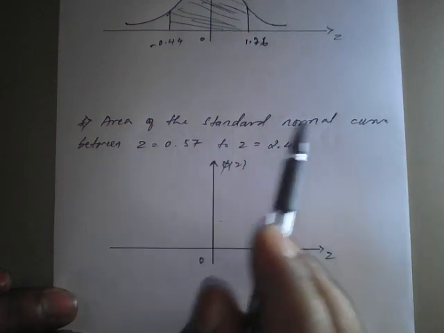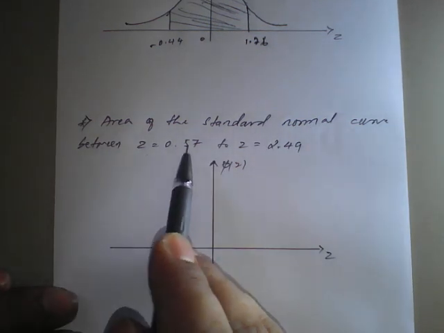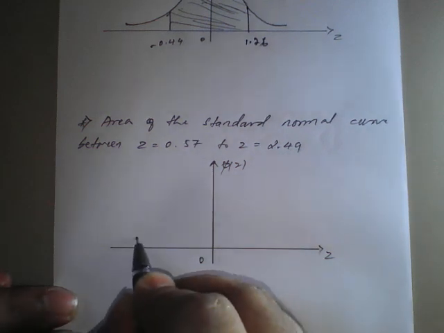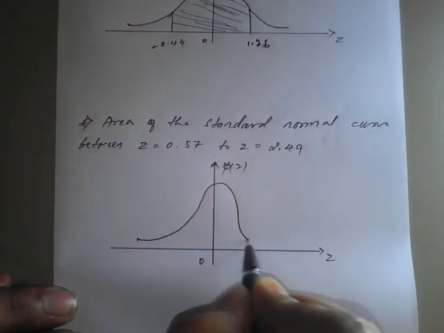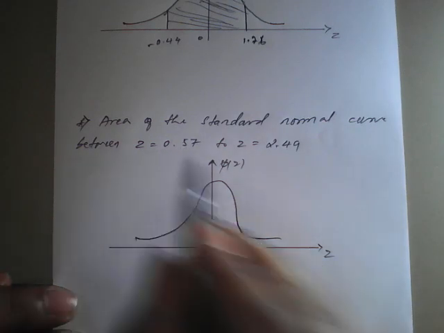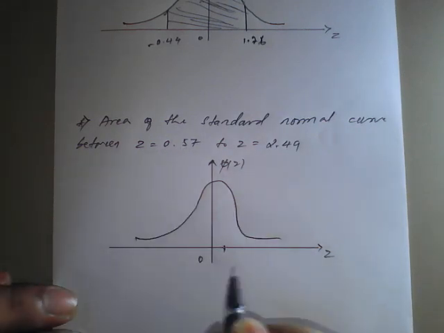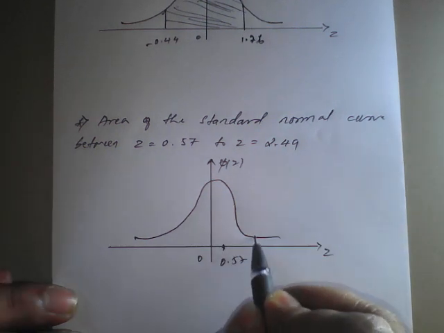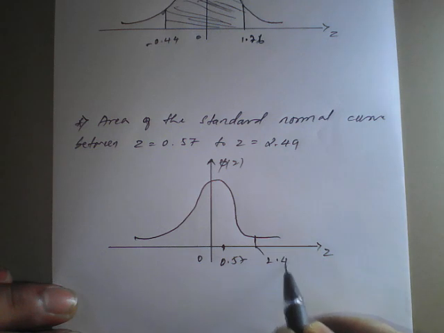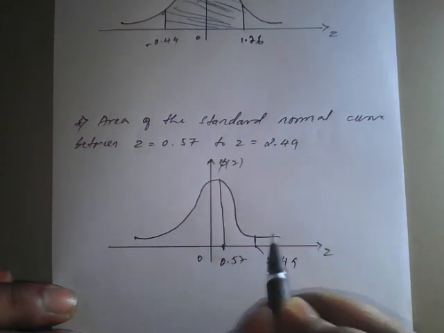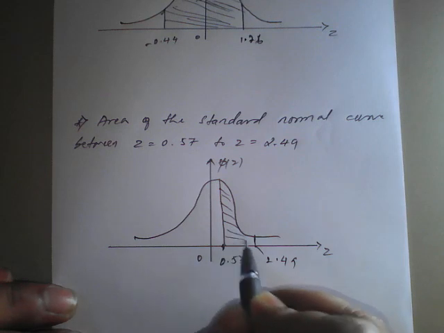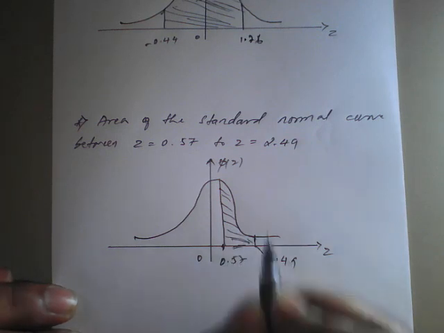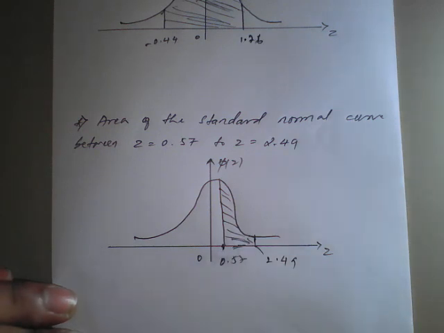Similarly, area of the standard normal curve between z is equal to 0.57 and z is equal to 2.49. So the curve is like that. Again, draw it. So here both are positive. So I will take 0.57 somewhere here, and 2.49 here. Draw the lines. So shade this area. So this area is nothing but from 0.57 to 2.49. So like that, this is just an illustration.